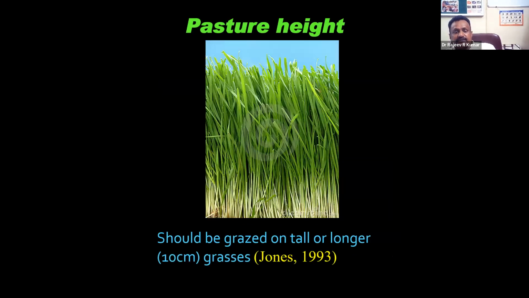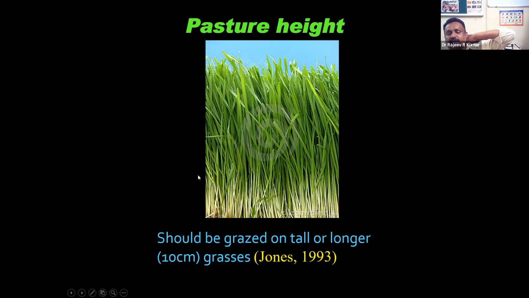Then pasture height is an important thing. We know that the sheep is a carpet grazer. The concentration of larvae on the grass blade also varies from side to side. During the daytime, all the larvae settle down at the bottom of the grass root. However, during the evening and morning, larvae are equally distributed on the grass height. Should we graze on tall or longer grass?